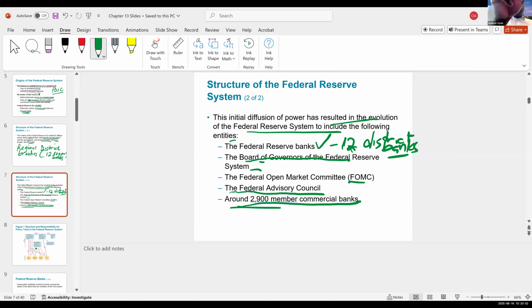So these are the 5. What we're going to be doing today is talking about the function of each of these entities of the Fed, so you can understand the complete structure or the institutional setup of the Federal Reserve System. But I want to direct your attention here. You see how complex the Federal Reserve is.